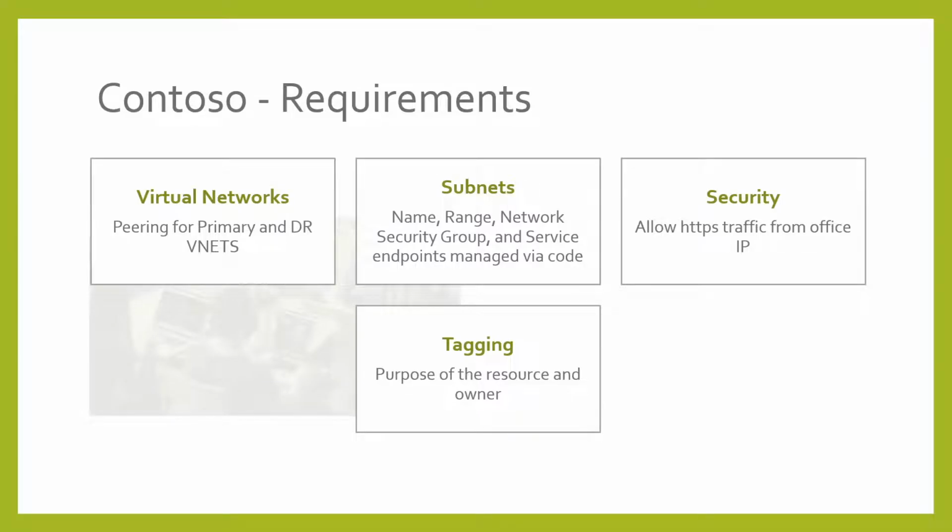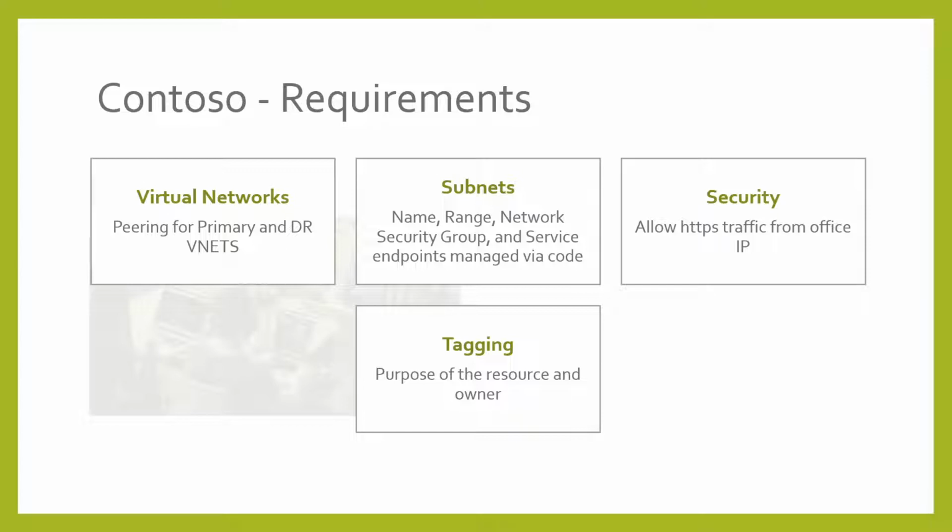As with many of my presentations, I like to start off with a use case from Contoso, and that will allow us to design and start thinking about the implementation details for this in Bicep. The first requirement from Contoso is that they need two virtual networks created, a primary and a secondary one, which is a DR vnet, and they do need it to be peered.